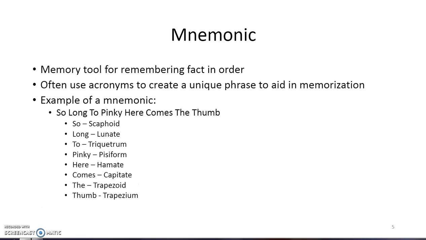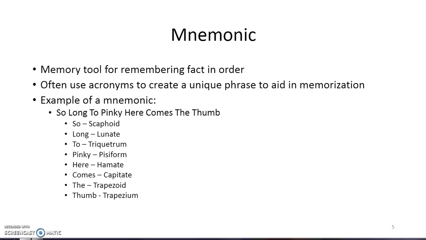A mnemonic is a memory tool for helping you remember facts or large quantities of information in a certain order. Many mnemonics, especially those related to medical terminology, use acronyms to create a unique phrase to aid in memorization of the information. A common example of a mnemonic that is used to remember the carpal bones is "So long to pinky, here comes the thumb."